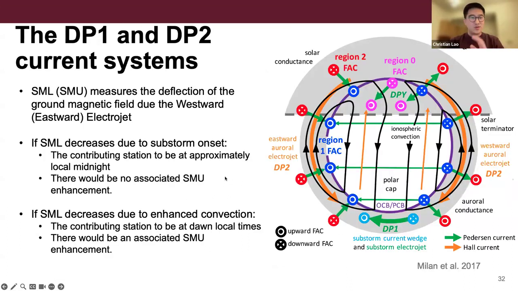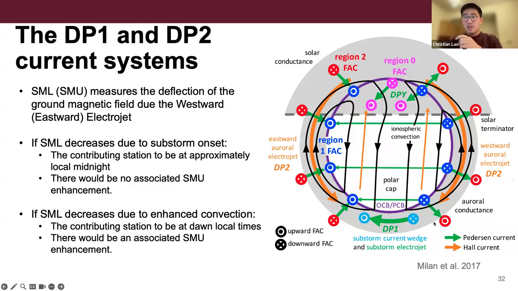Before I go on to what I've done with SOPHY, it's first important to explain the DP1 and DP2 current systems, since SML/SMU measures the deflection of the ground magnetic field due to the westward/eastward electrojet. So on the right here, we have a schematic of the current systems in the northern hemisphere polar ionosphere. At the bottom, we have the footpoints of the field-aligned currents of the substorm current wedge, so downward on the eastward and upward on the westward edge.